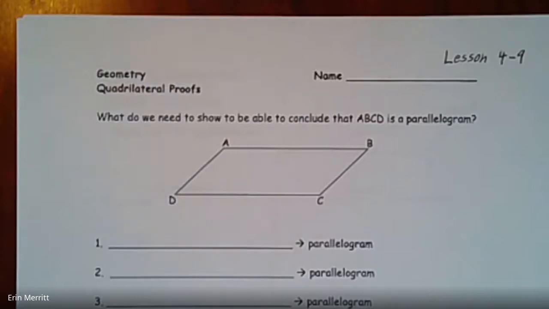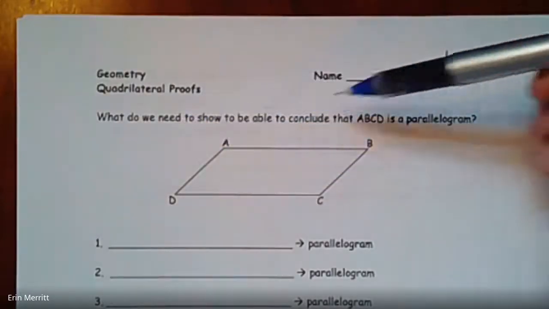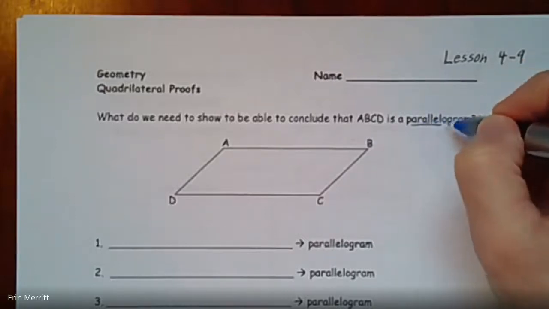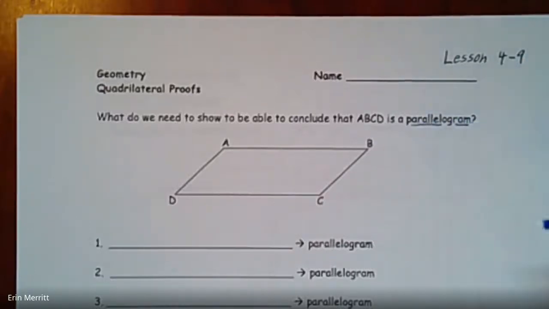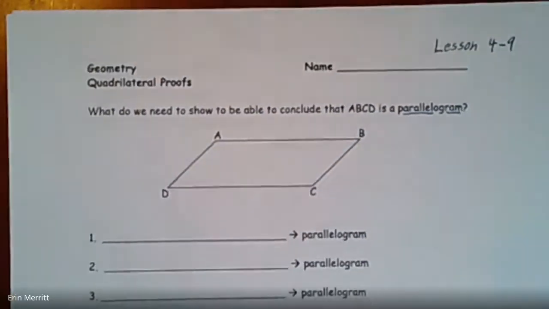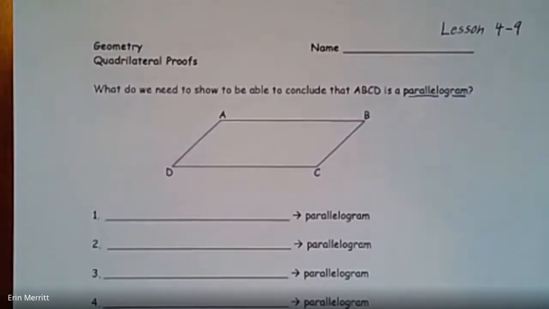This time, we are talking about what we need to show to be able to conclude that ABCD is a parallelogram. So that's different than yesterday. Yesterday, we were given a parallelogram and then concluded stuff. This time, it's saying, what's the minimum amount of work I have to show to be able to say this thing is a parallelogram? There's a bunch of different ways that we can do it.